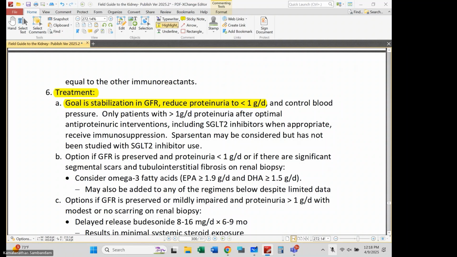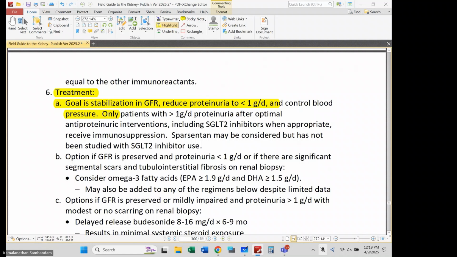So that's what you're trying to do. Optimize antiproteinuric interventions. And then if they're still over 1 gram, that's when you start thinking about heavier hitting interventions. So control the blood pressure, put them on RAS inhibition. SGLT2s now are standard of care for IgA nephropathy.